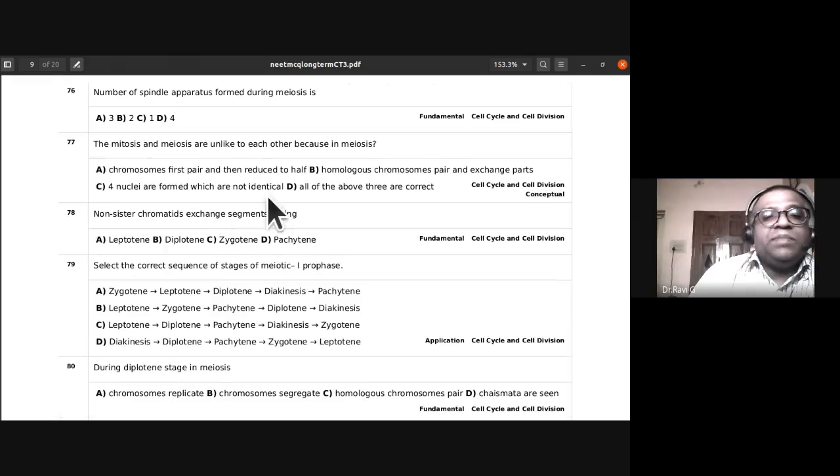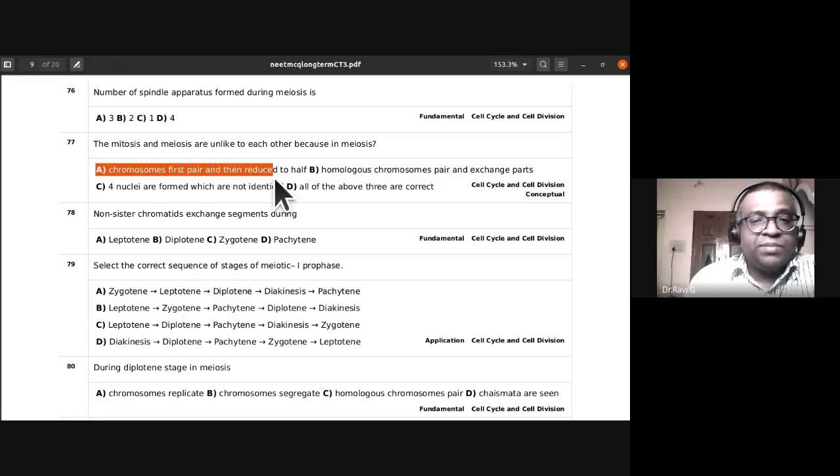Mitosis and meiosis are unlike each other because in meiosis, chromosomes first pair and then reduce to half. Homologous chromosomes pair and exchange parts. 4 nuclei are formed which are not identical. All of the above 3 are correct. Because in meiosis, chromosomes first pair and then reduce to half. Synapsis, yes, this is the right answer for it. What is the answer given?